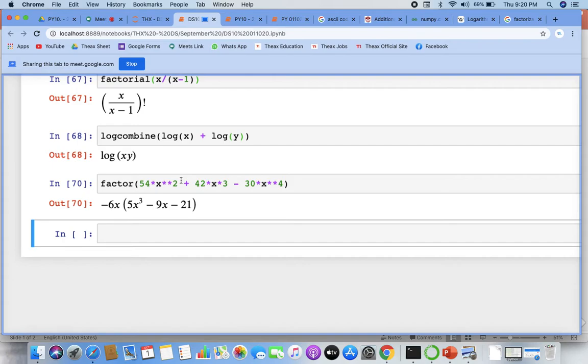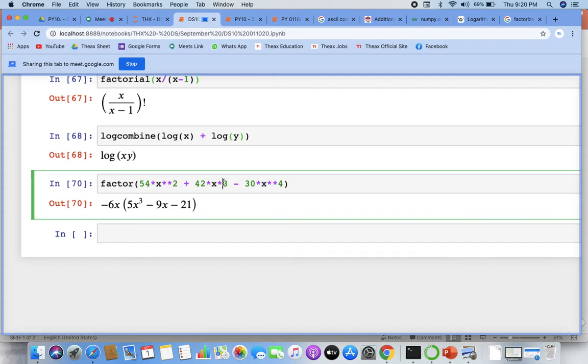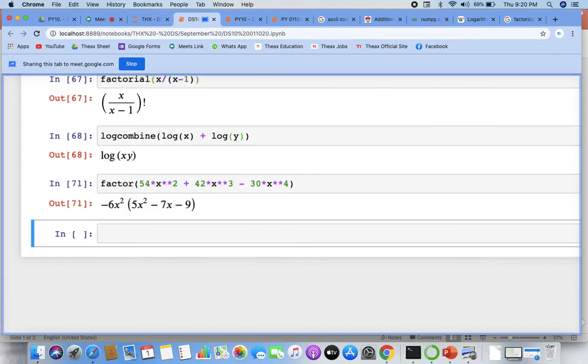Minus 6x, obviously you will get something like this, right? Because, okay, one second. This is this, right? So, fine, it was correct. So, minus 6x squared, 5x squared, minus 7x, minus 9, right? So these are the procedures for how you factorize and how you combine logs and so on.